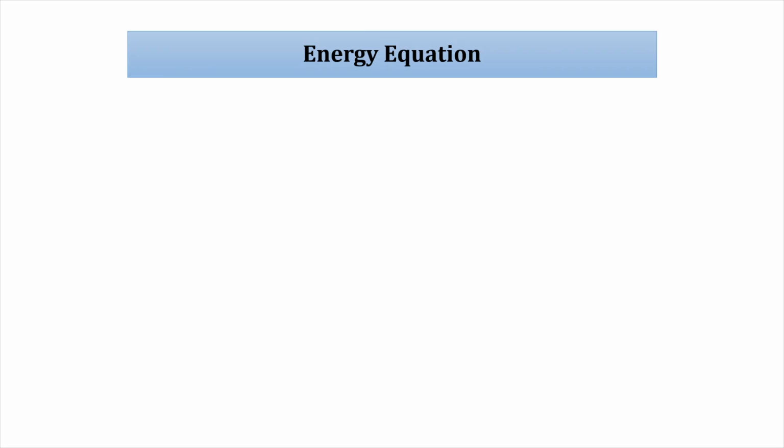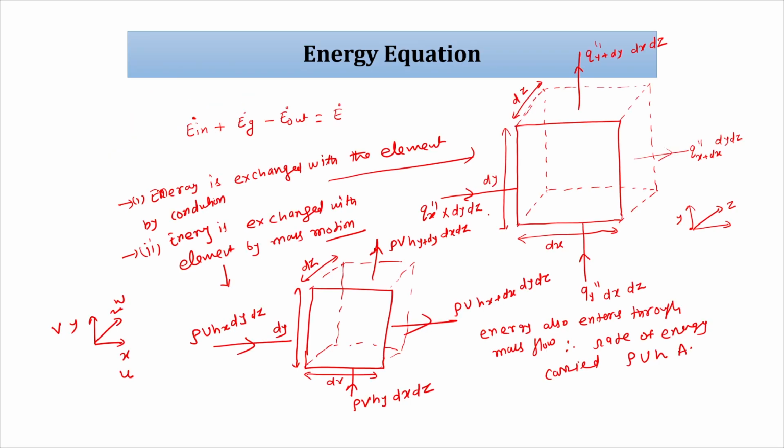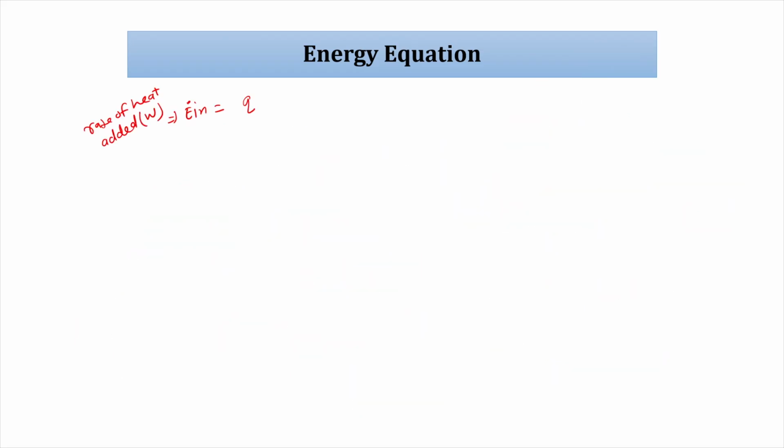So, the rate of heat added, in watts, equals the terms in the x direction for conduction and for mass motion, and likewise in y. There are 4 terms for 2D, 6 terms for 3D, and 2 terms for 1D, one for conduction and one for mass motion. So, we are writing for 3D. What can I write?